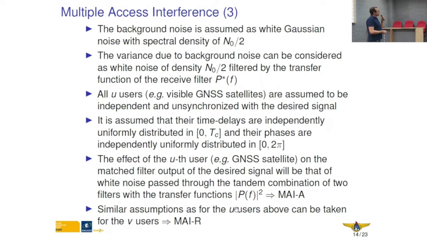Similar assumptions as before can also be taken for the inter-system multiple access interference. Now this white noise is passing through the transmit filter of the satellite, the transmitter, and also on the receive end through the receive filter.